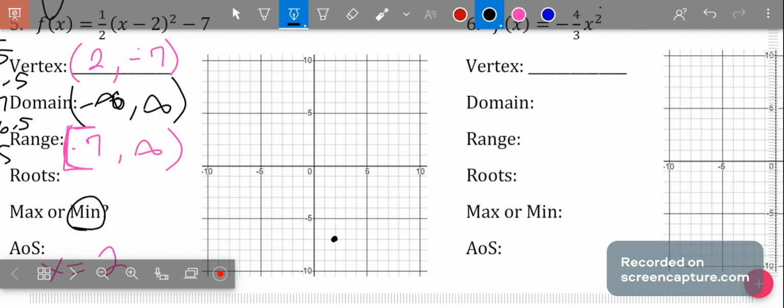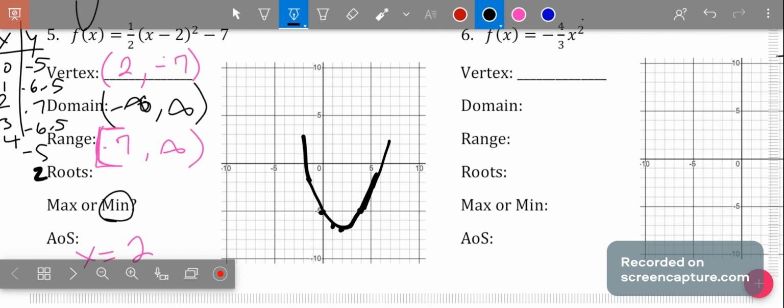At 3, we have -6.5, which would be about right there. And then at 4, -5. We could see this all the way through. This will eventually touch. We'll have 2 roots, and then you'll just use Desmos to estimate where those 2 roots are.